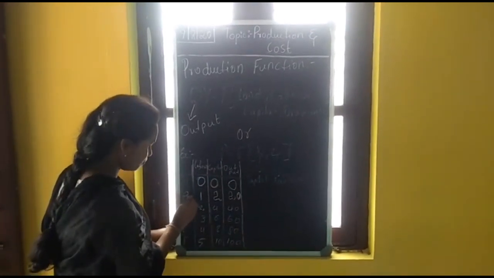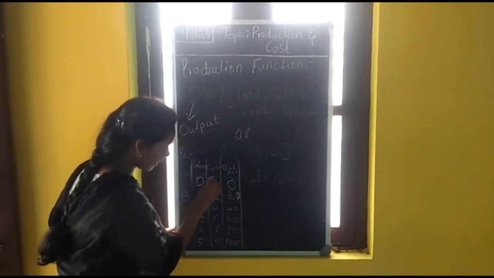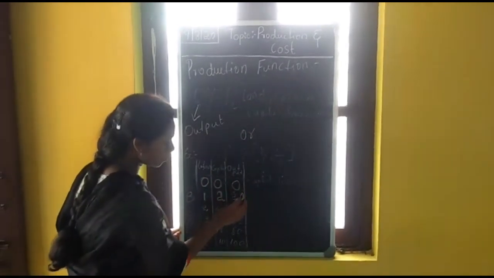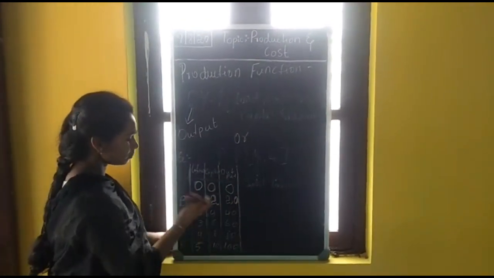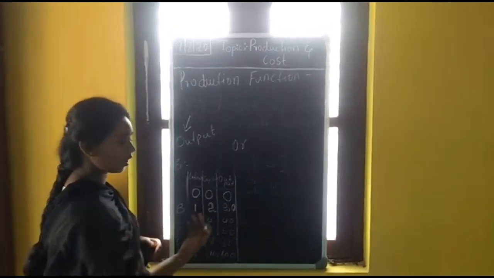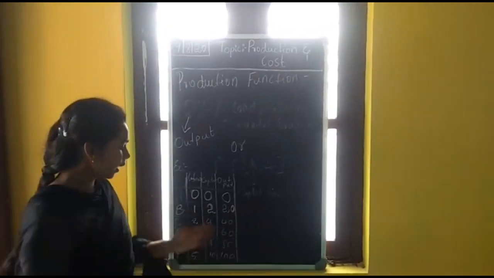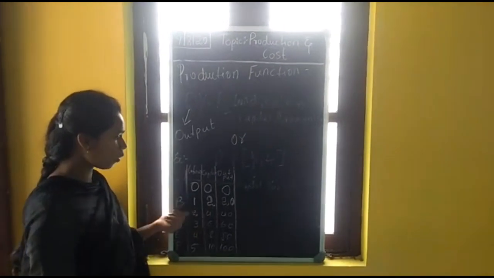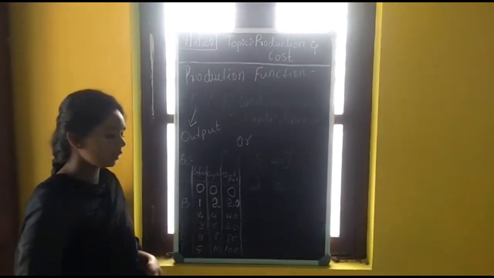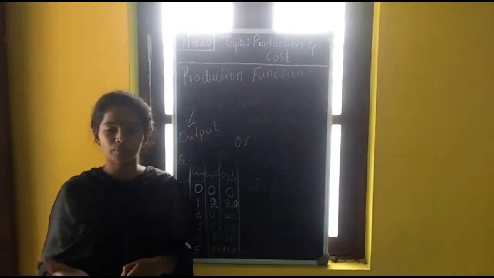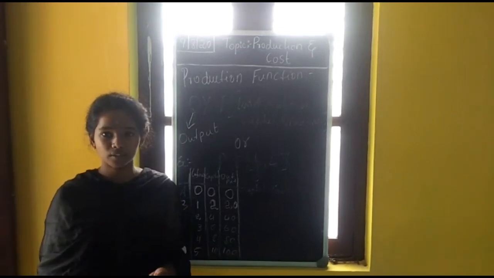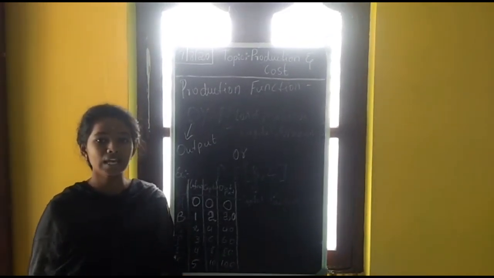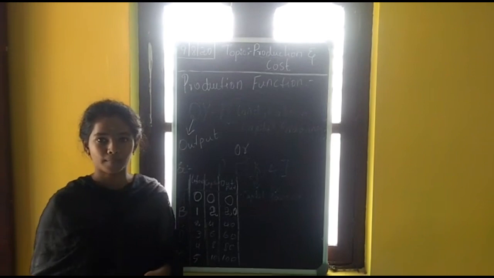Next, combination B. If the labor is 1 and capital is 2, the output will be 20. So the output will be 20. It will be more; capital must always be more than the labor and so on. To show the relationship of input and output much better, we are going to see what isoquants are.